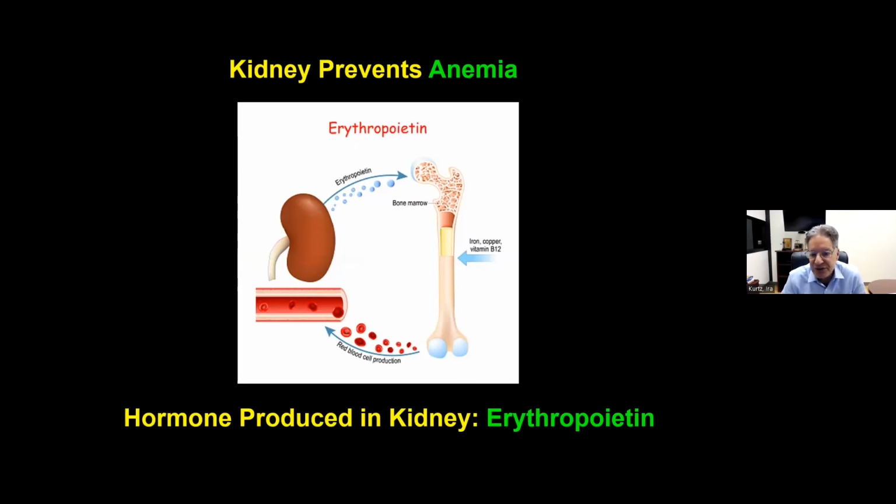Okay, what else does the kidney do? Well, the kidney prevents anemia. This is something that doesn't have to do with the creation of urine, but the kidney is responsible for the prevention of becoming anemic. Now, what is anemia?